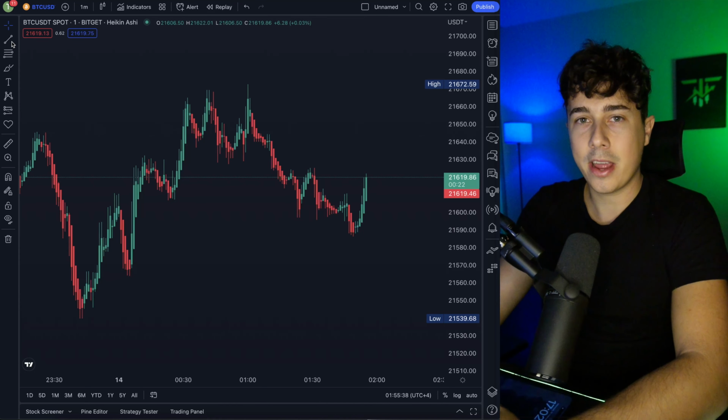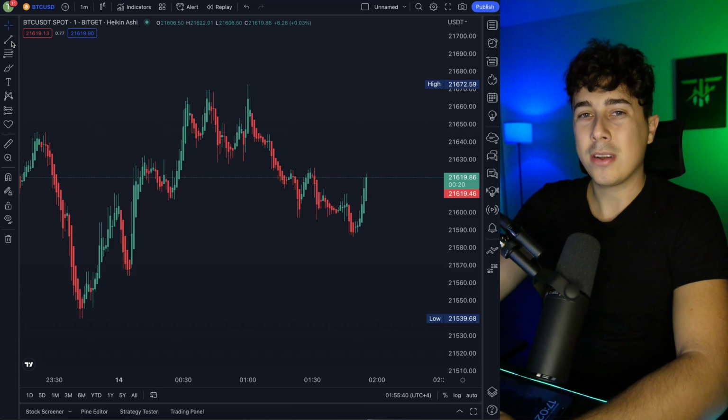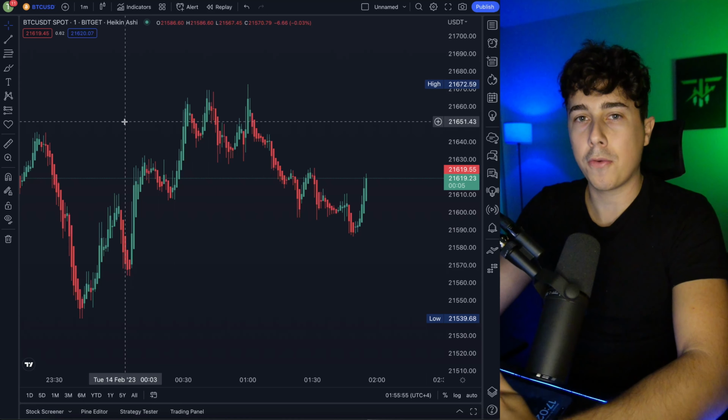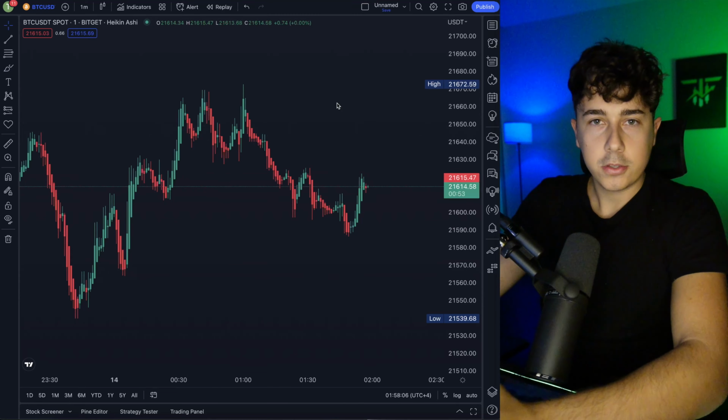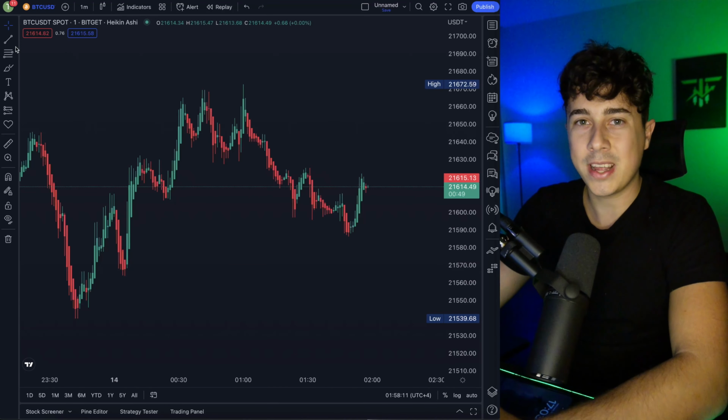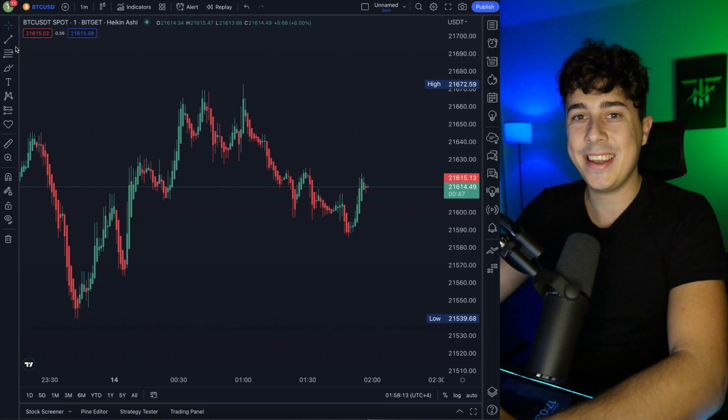Heikin Ashi candles work in another way, because they don't only look at their own candle, they also look at the candle before and make an average out of both candles, and that's why they show the trend much better. So guys, we now have the right time frame and the right layout for our candles, and that brings us to our next point, the indicators.